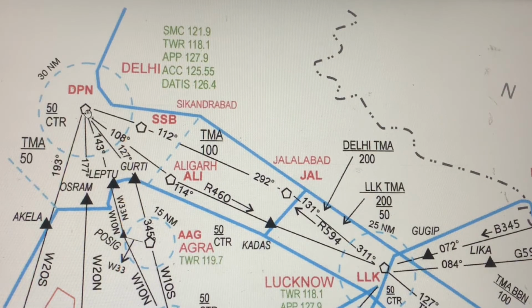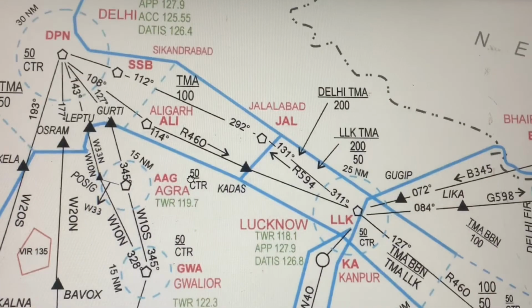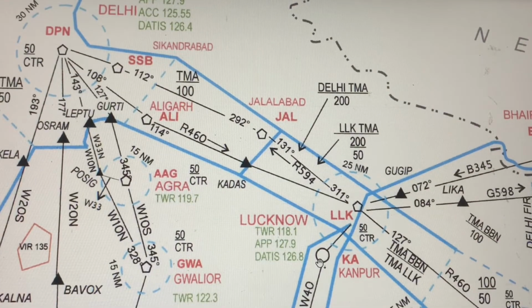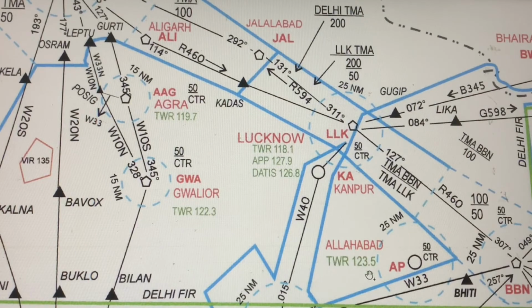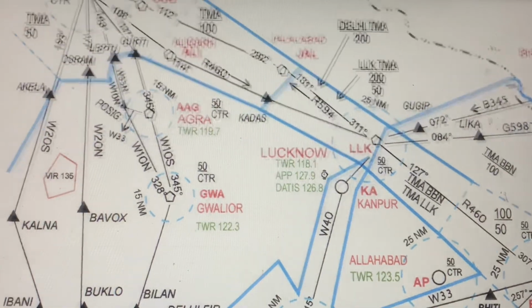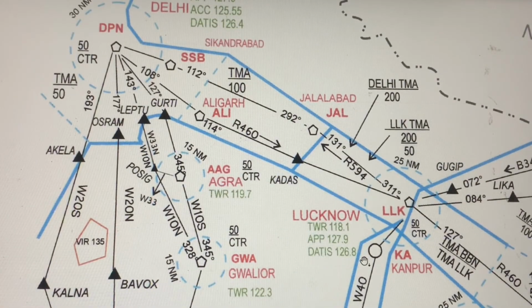We have discussed that this symbol is of VOR, and it is indicated by a triple letter indicator. Next, we have discussed NDBs, non-directional beacons, which are identified by circles and designated by a two-letter code, like AP for Allahabad NDB. So likewise, NDBs will be identified by means of circles.